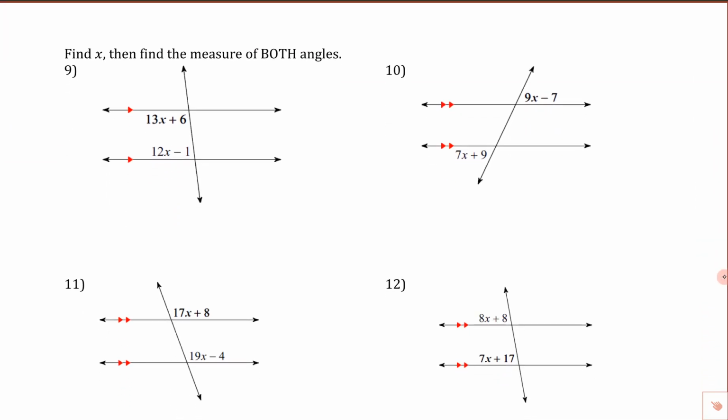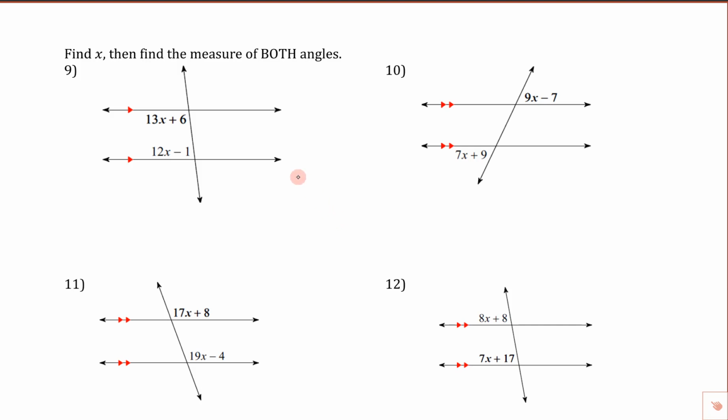This is number 9. It says find x and then find the measure of both angles. So we've got to do both. We've got to find the x and plug it in and find both of the angles. Now, you'll notice that it doesn't say you have to name the angles, but it might not be a bad idea to name the angle relationship.